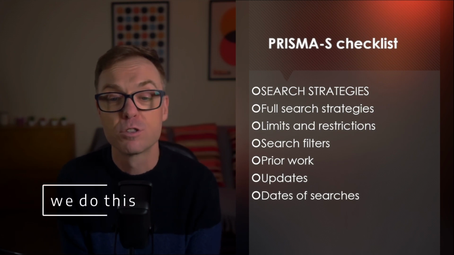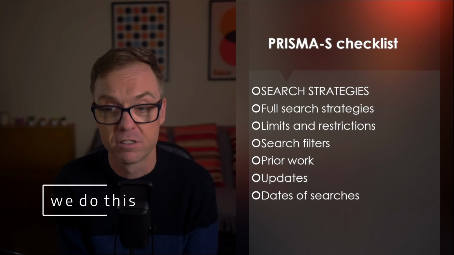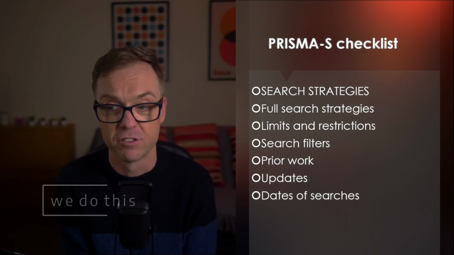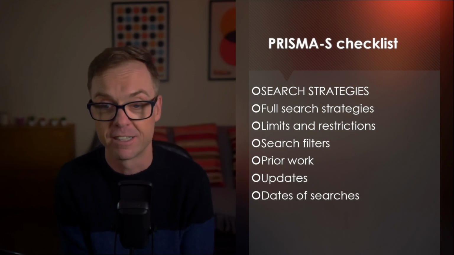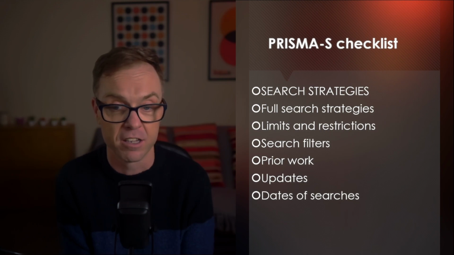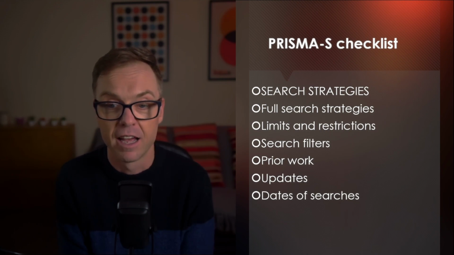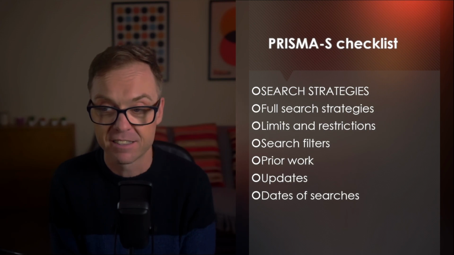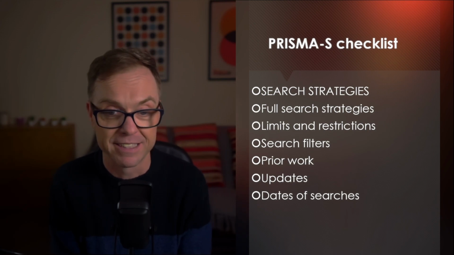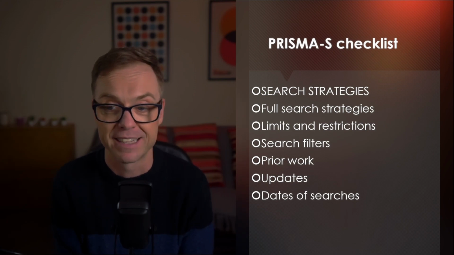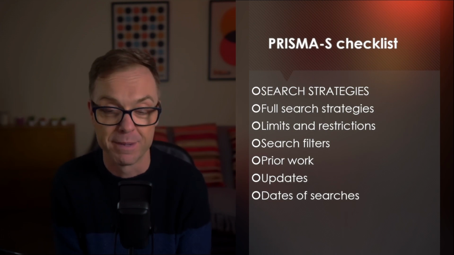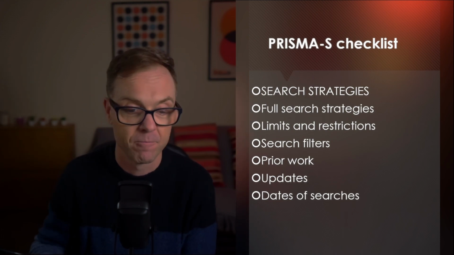If we've used prior work, so we've used strategies from other literature reviews that we've either used verbatim or adapted, we need to cite those reviews. And if we're updating searches or rerunning them repeatedly, we need to be clear about that with our dates that we ran them initially and when we updated them.